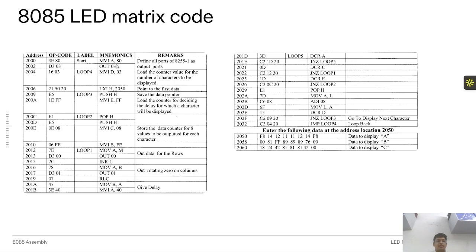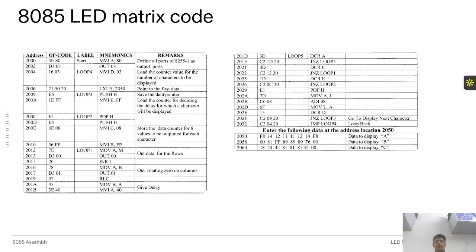Basically, the first two addresses are used for defining all the ports of the 8255, as we are seeing, port A and port B. Those will be defined as the output ports, and then in the second part we will be loading the counter values for the number of characters that we need to display. First we load the accumulator, then the output ports are declared, and after these things we go in sequence to load the values.